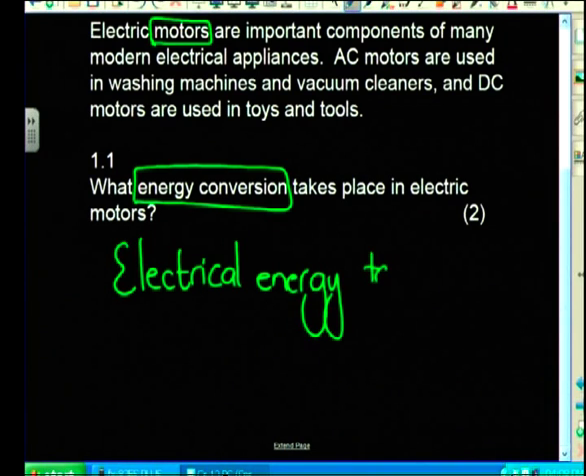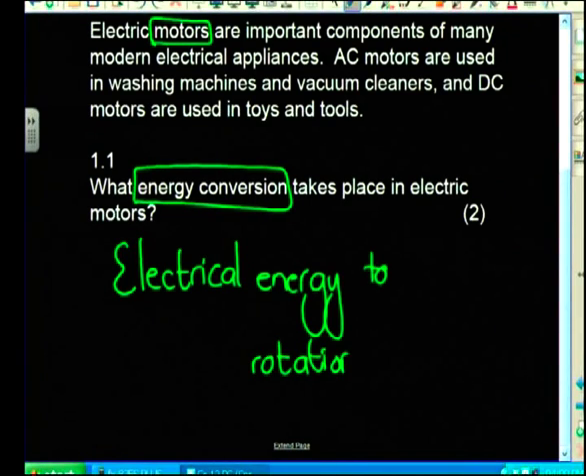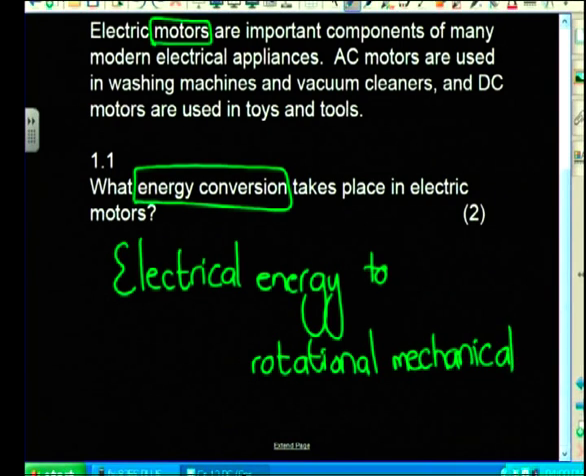And that's changing to something. Here we've got to be careful. We talk about mechanical energy. Kinetic energy isn't strictly speaking wrong, but they don't really want it. They actually want, and in this case they want, rotational mechanical energy. Now, kinetic energy is okay, but it's not specific enough.